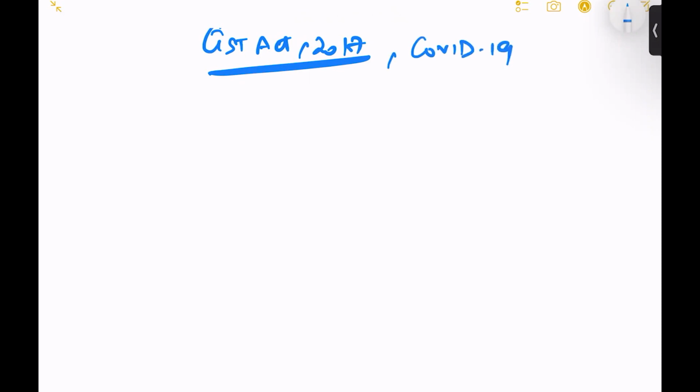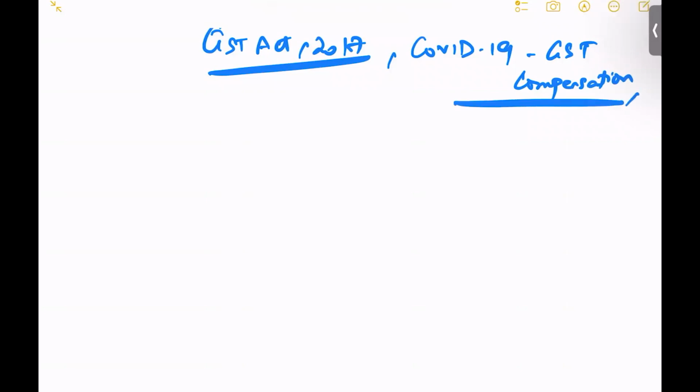Fine. See the question. The question is asking you. I already told you, in mains examination the thumb rule is you have to read the question multiple number of times. Rationale behind GST Act of 2017. That is the first part of the question. Impact of COVID-19 on GST compensation. And then finally on new tensions. So the question says, and created new federal tensions.